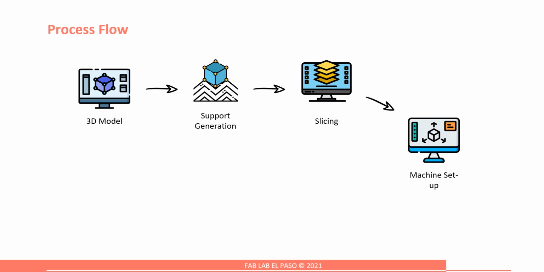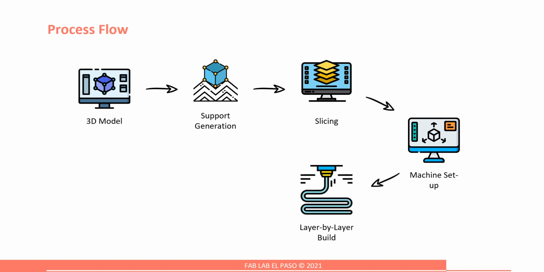This includes feeding our material into the machine, changing the temperature of the printer's nozzle and print bed, and many other machine-specific operations. Finally, we can begin printing. The printer will build the model along with the model supports layer by layer. Now we have a fabricated part.